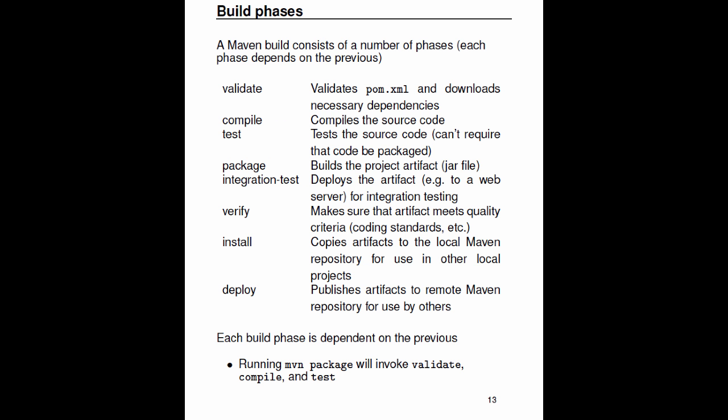Here's more detail on the various Maven build phases. We talked about a couple of these already, like compile and test. There are some other ones. There's a validate phase that goes through and looks at the pom.xml to make sure it's reasonable, and also downloads all the dependencies. That happens in the validate phase. Compile, like I said, and test will go off and compile and run tests. Package builds the artifact. But there are some other ones that are downstream like that.